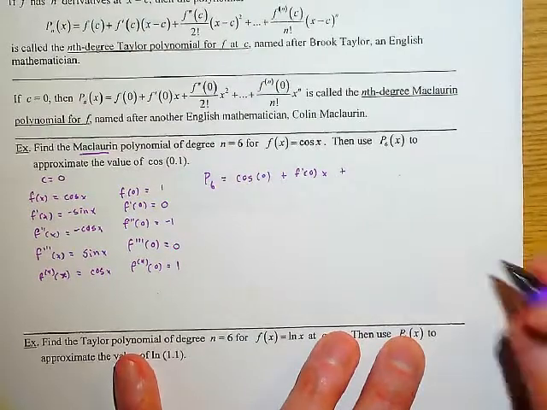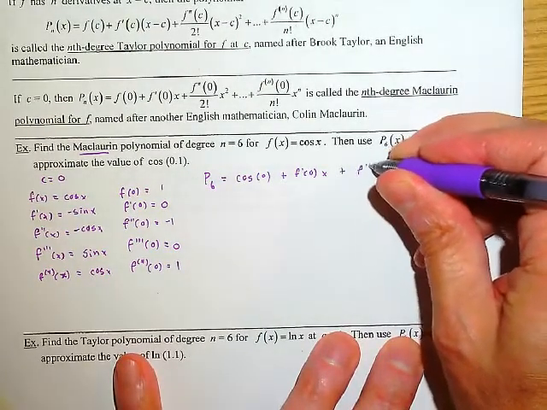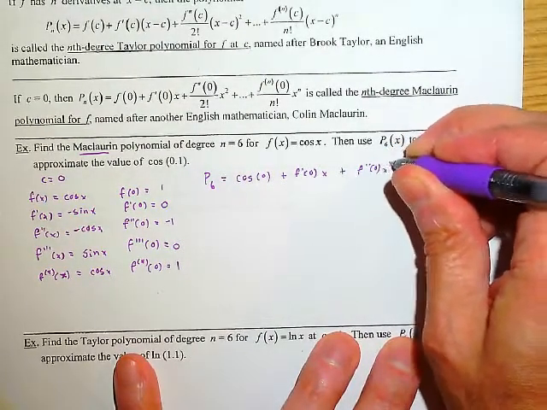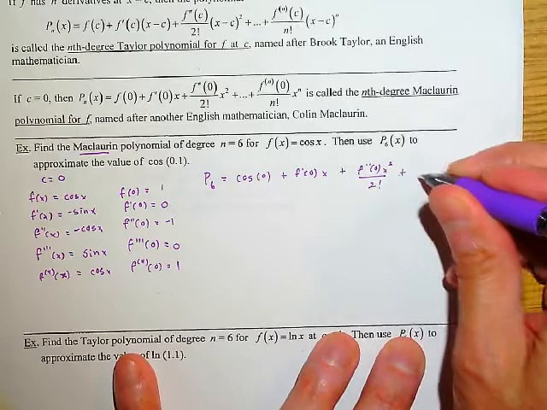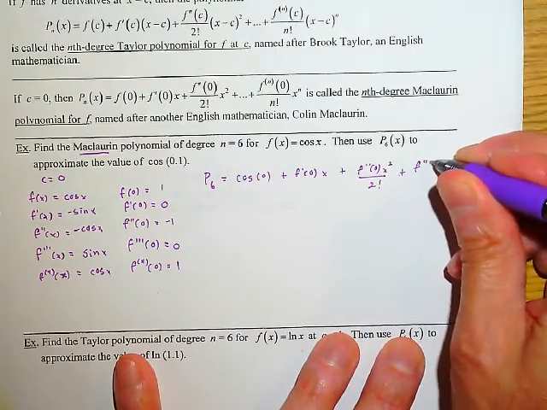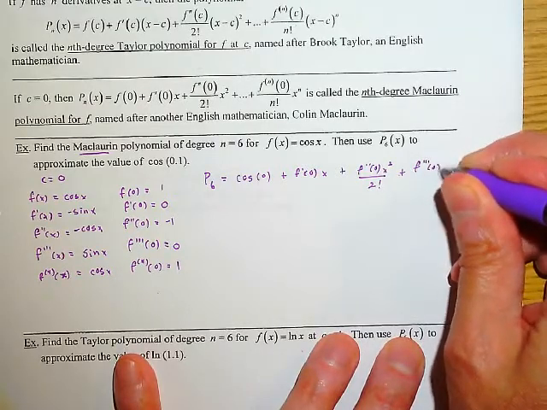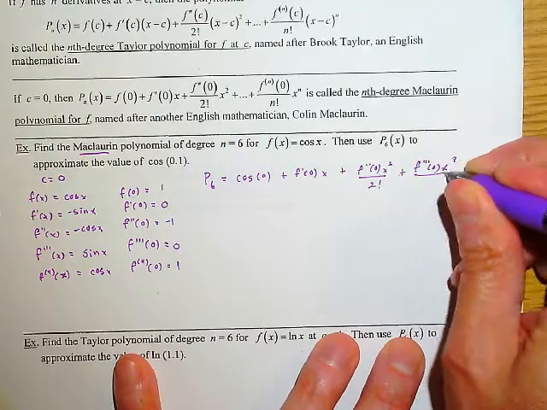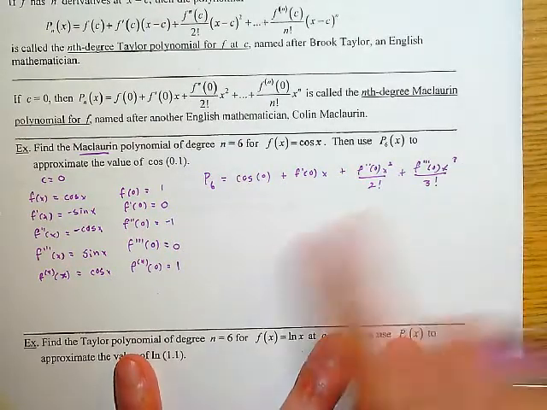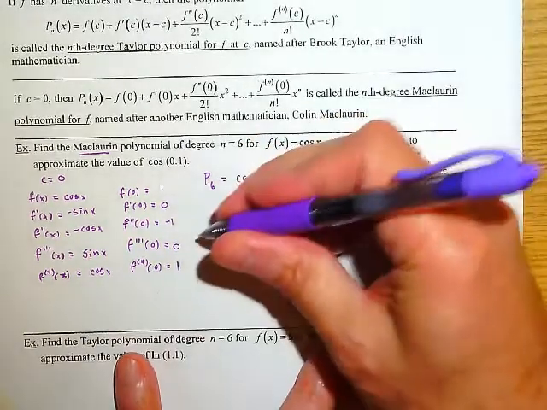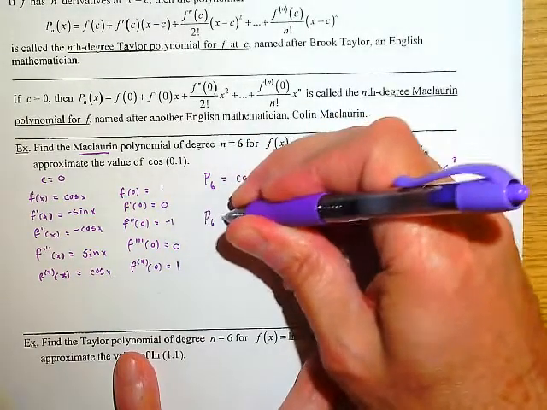Plus what? Well, let's see. F double prime at 0, x squared over 2 factorial, plus, let's do another one, f to the 3rd at 0, x to the 3rd over 3 factorial. Okay, dot, dot, dot. After a while, you should be seeing the pattern here. So let's plug in some information.